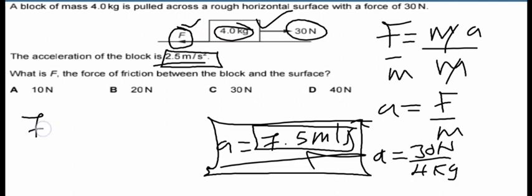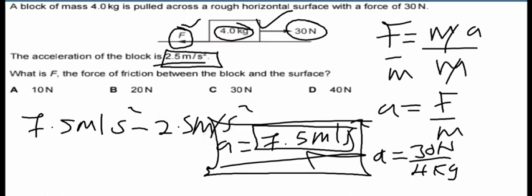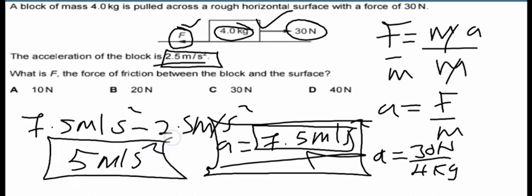So we are going to say 7.5 meters per second squared minus 2.5 meters per second squared. Then when I do the computation, I'm going to find the answer as 5 meters per second squared. So this one is the acceleration of the frictional force.